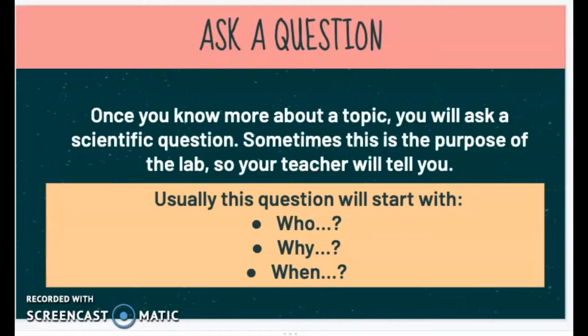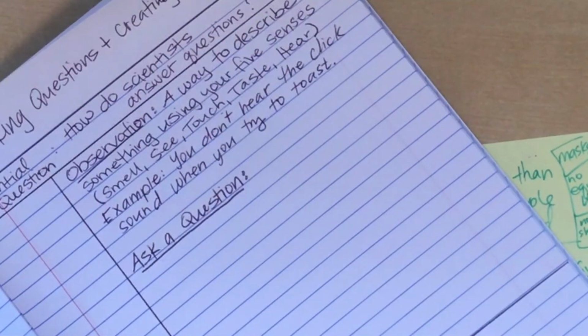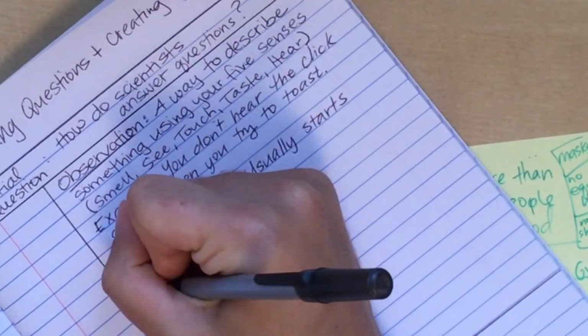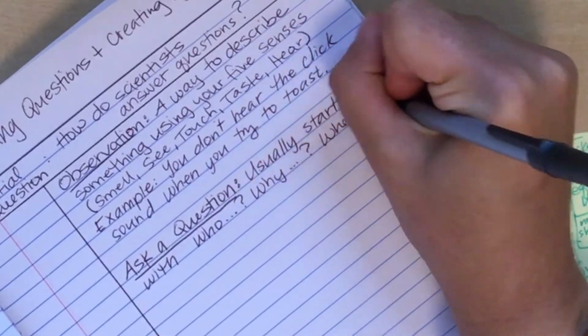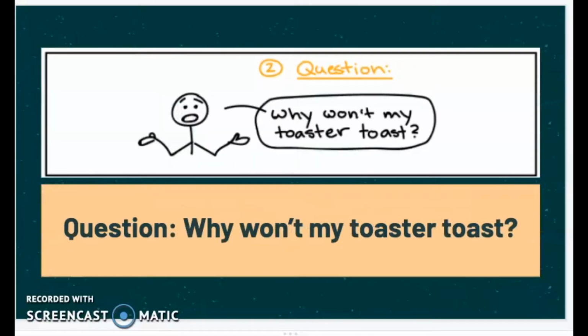Next, what you'll do is ask a question. So once you know more about something, you're going to ask a scientific question. You're going to write down what is in orange here on this slide. So write down ask a question, and then write down, usually this question will start with who, why, or when. So in this situation of our toaster, the question that we're going to have as our example, which you should write down, please, is why won't my toaster toast?